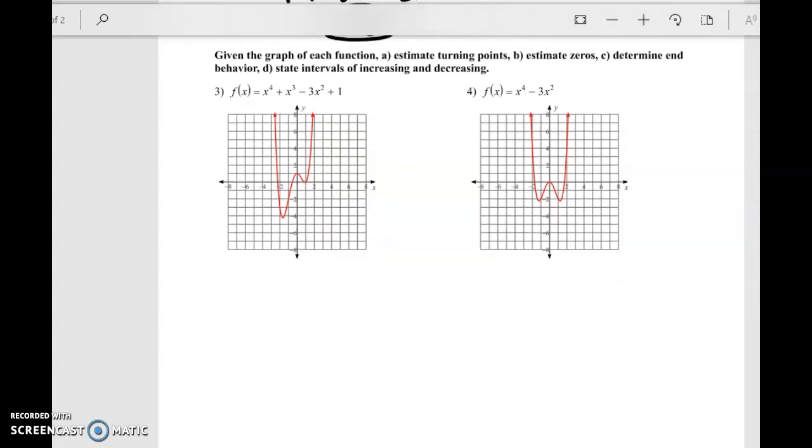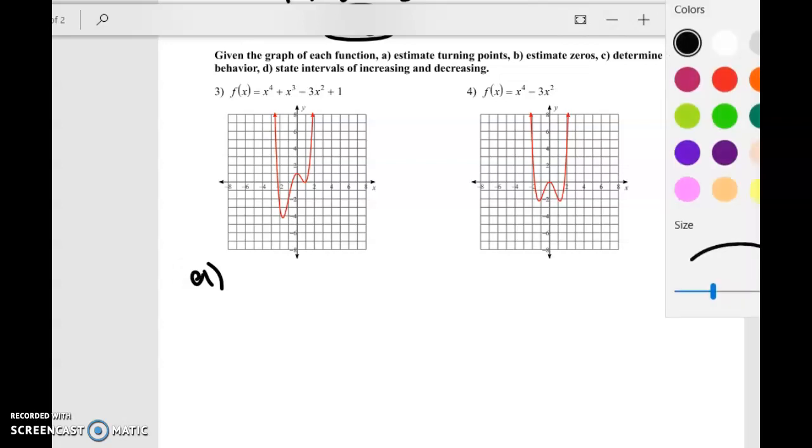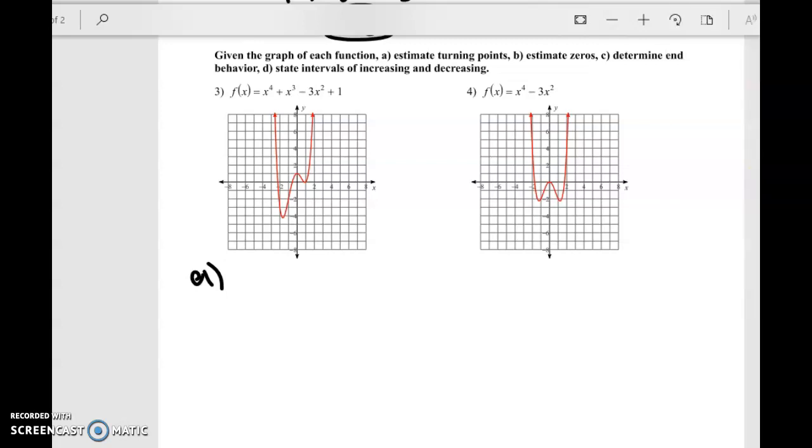Moving on to 3, and notice there are A, B, C, D parts in this. So let's go part by part. So part A says estimate the turning points. Let me color code these. So I'm going to do turning points in blue. So if I look at my graph in number 3, I got a turning point here, a min or a max, that's a minimum. I got another minimum right there, and I got a maximum up here. So I'm going to have 2 minimums.